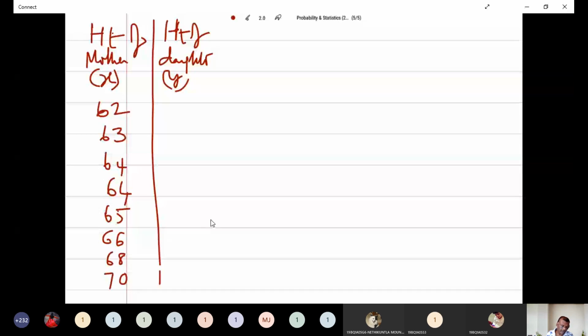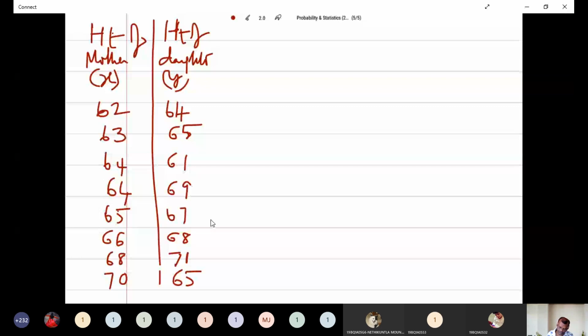And daughter's height: 64, 65, 61, 69, 67, 68, 71, 65.